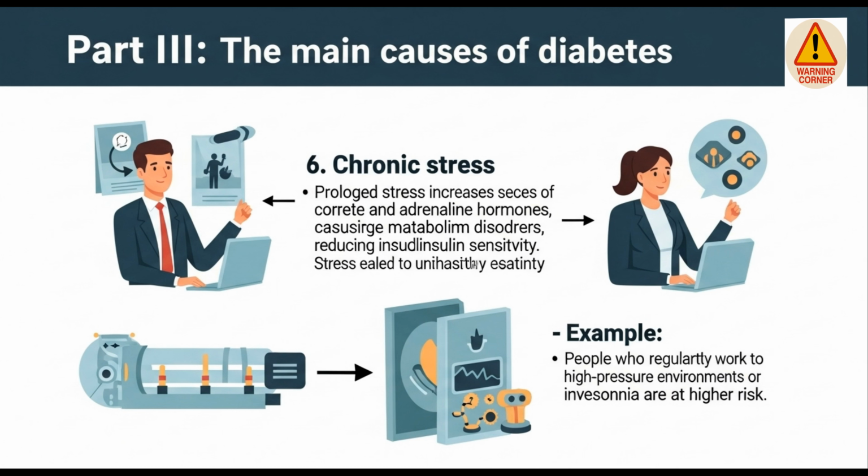Number 6. Chronic stress. Prolonged stress increases the secretion of cortisol and adrenaline hormones, disrupts glucose metabolism, and reduces insulin sensitivity. Stress can also lead to unhealthy eating habits. For example, people who regularly work in high-pressure environments or suffer from insomnia are at higher risk.